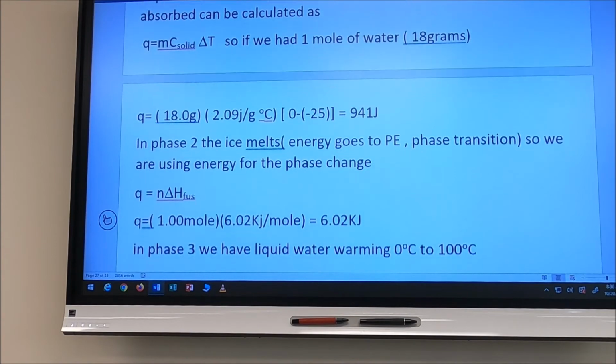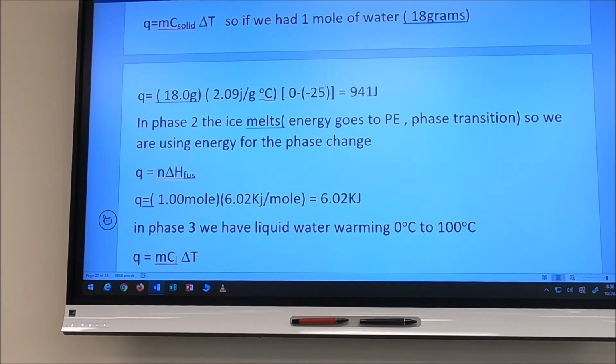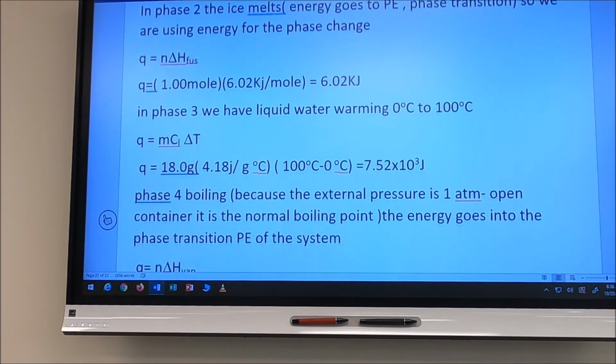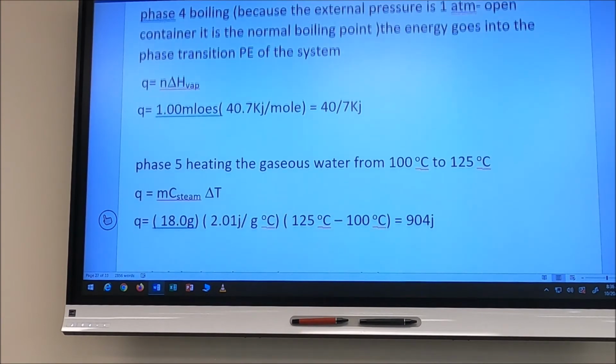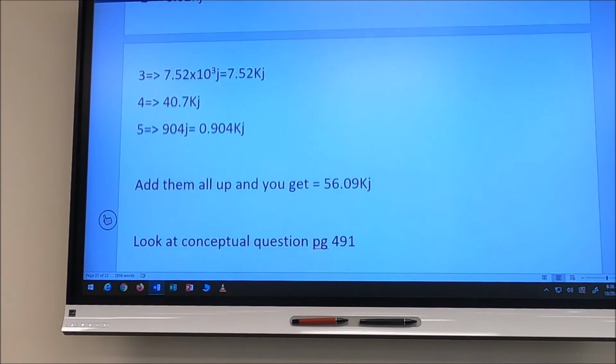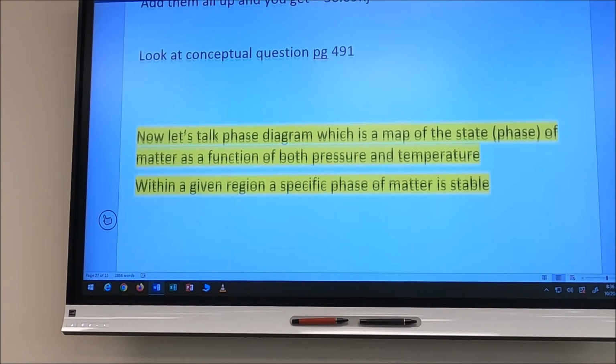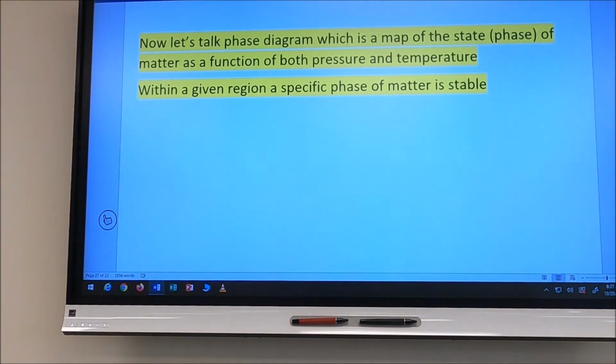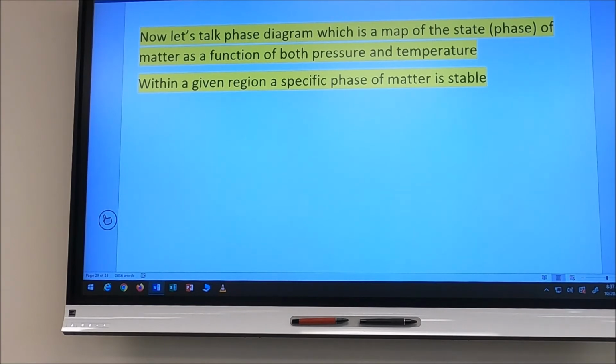Now, I often do this math problem, but I'm not going to this time, so we're going to skip over that math problem. So we're going to move on.